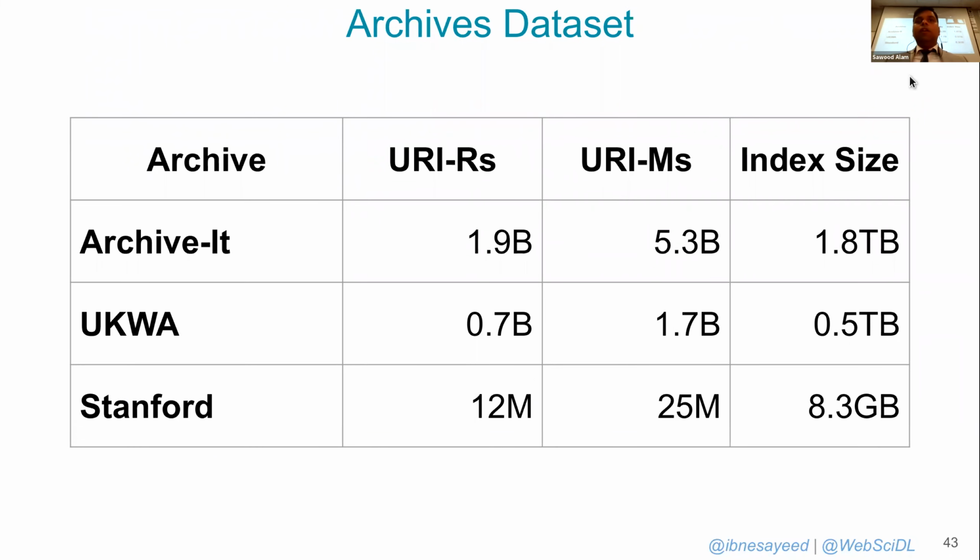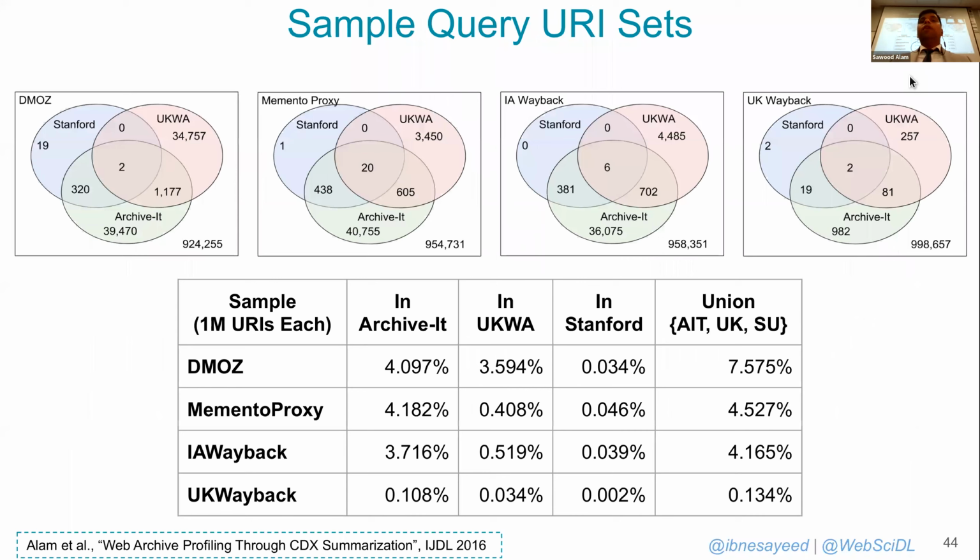For evaluation, we used data sets from Archive-It, UK Web Archive, and Stanford. Stanford was a small data set. It was only for one year of their archive. Others were larger data sets. And then we created four sample URI sets, one million URIs each. So we can cross-check these sample sets in these three different archives.